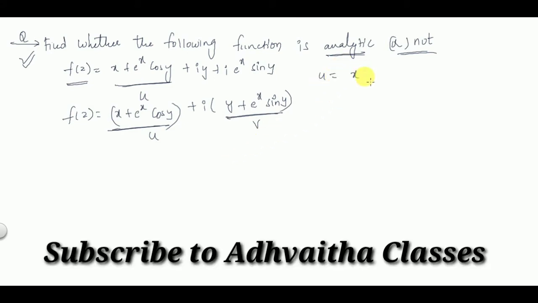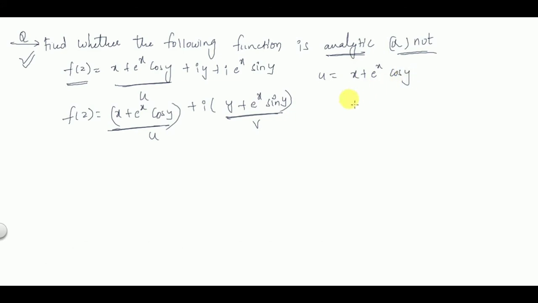So u is equal to x plus e power x into cos y. So first we have to find ux and uy. Ux is dou u by dou x. Always remember, when you are partially differentiating with respect to x, treat all the terms which contain y as constant. So dou by dou x of x is 1 plus dou by dou x of e power x is also e power x, and cos y is a constant, so we'll write it as it is. Okay, cos y. Right, so this is ux.